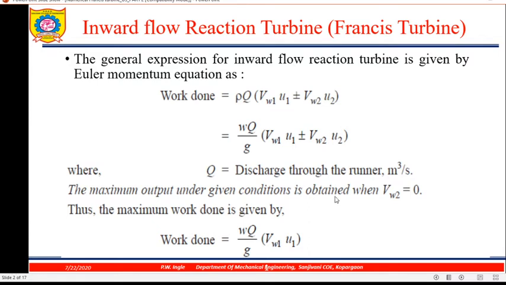Now the maximum output under the given condition is obtained when VW2 is 0. So in case of this reaction turbine or Francis turbine, this is very important. Okay, so work done equal to W by G Q VW1 U1 because VW2 is 0.